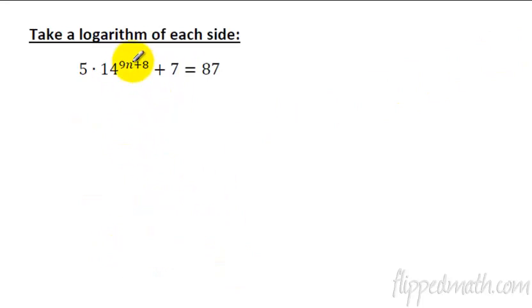Taking a logarithm of both sides. When we take logarithms, remember when we do this stuff, this is 5 times here, we need to get the base isolated. The base and then its exponent. Once that's isolated, then you can take a logarithm.